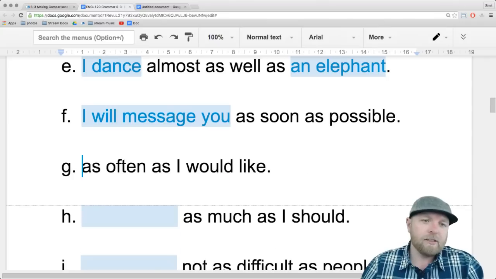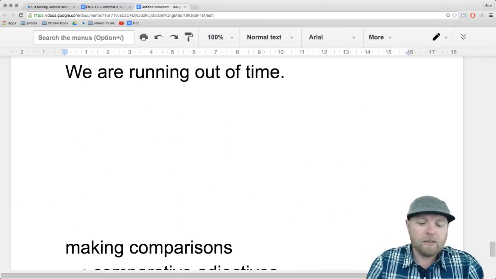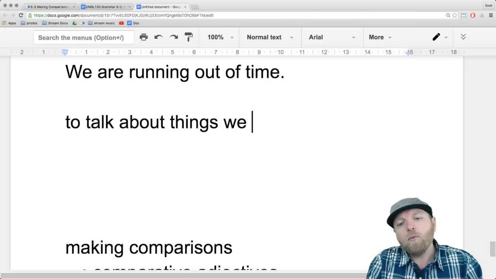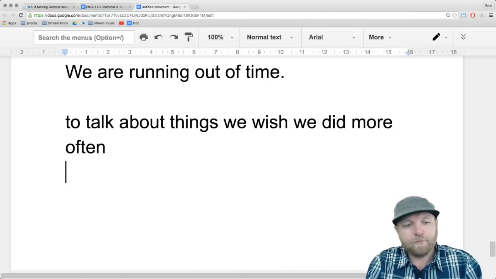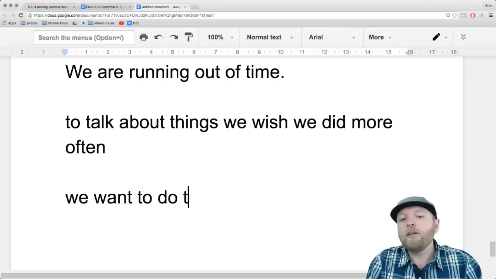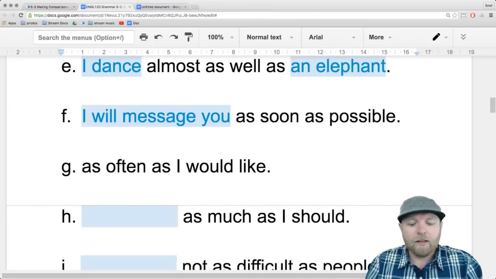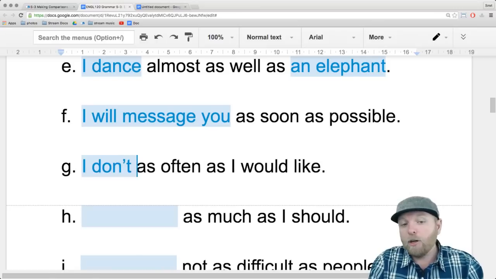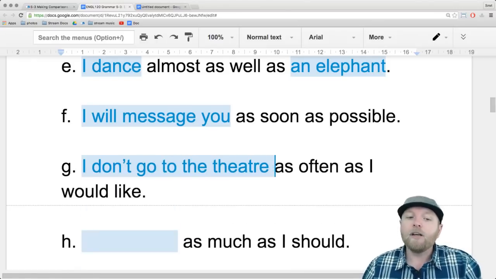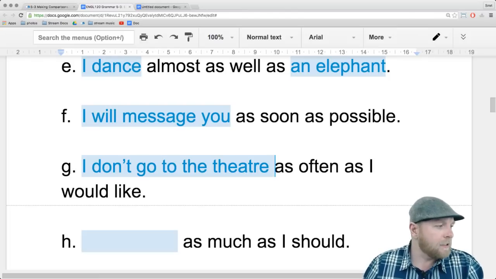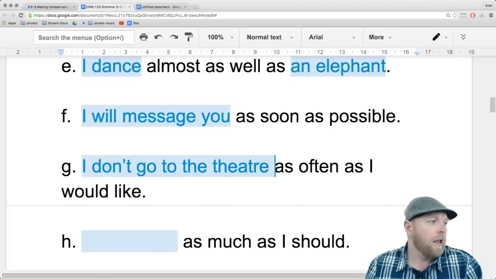But guys, I'm sorry, this is another difficult one, and I'm sorry we're going to finish class on a difficult one. But we say this to talk about things we wish we did more often. We want to do these things more often. So it's usually negative. Example: I don't go to the theater as often as I would like. It's very common to say it in the negative. So this is for higher level students.